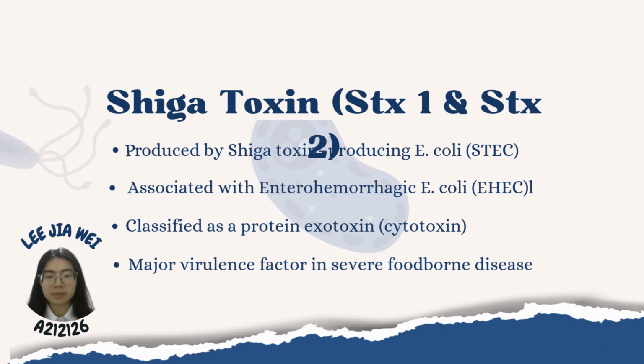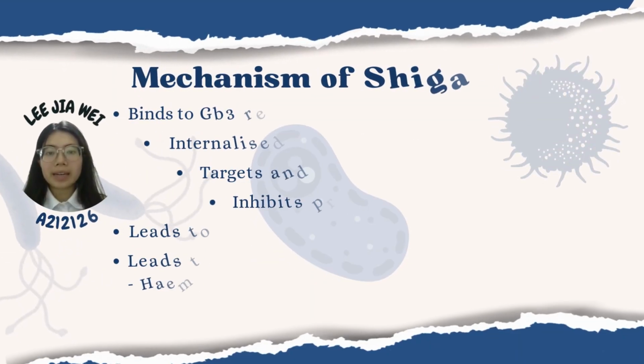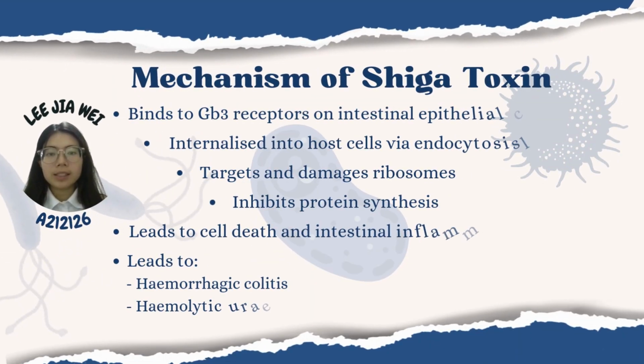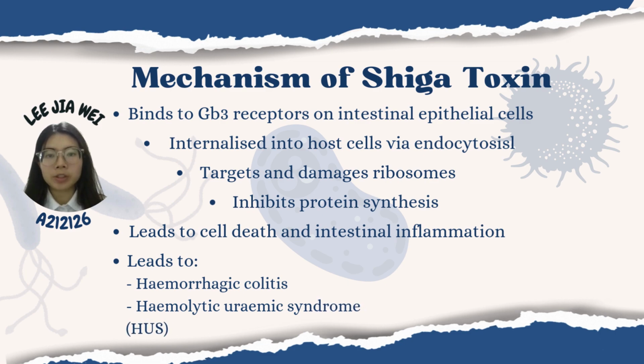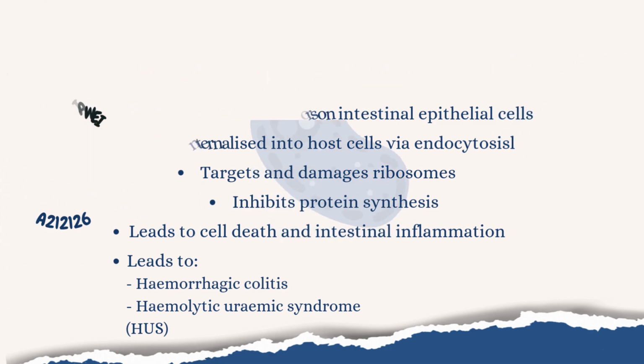For the mechanism of Shiga toxin, the Shiga toxin first binds to the Gb3 receptors on intestinal epithelial cells and is then internalized into the host cell through endocytosis. Inside the cell, it damages the ribosome and inhibits protein synthesis, leading to cell death and intestinal inflammation. Finally, it will lead to hemorrhagic colitis and hemolytic uremic syndrome.